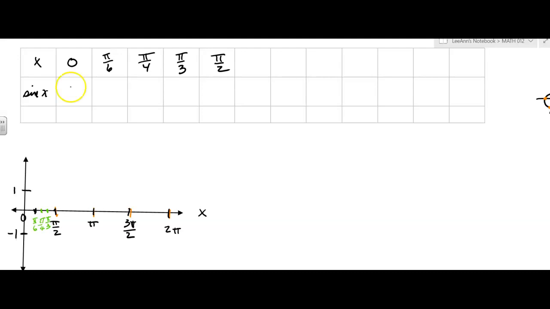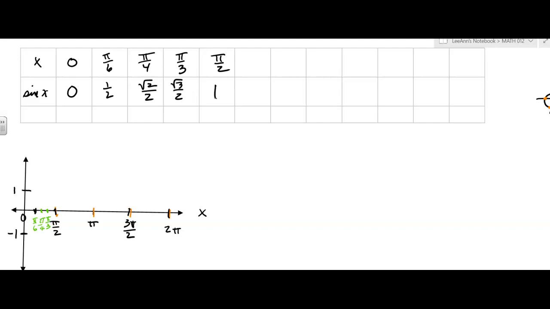The sine of 0 is 0. The sine of pi over 6 is 1/2. That's the one I try to remember. The sine of pi over 4 is the square root of 2 over 2. And then the sine of pi over 3 is the square root of 3 over 2. And then the sine of pi over 2 is 1. And like I said, you can get that off the unit circle if you want.